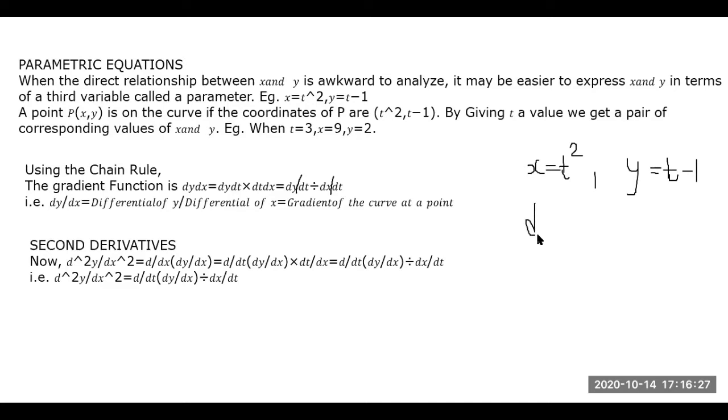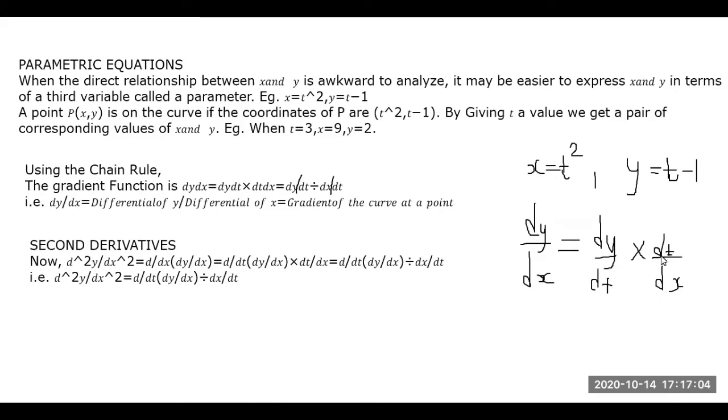Now, how are we going to find dy by dx? That's ultimately what we want, the first derivative. To find dy by dx, we just have to remember the chain rule, which tells us that dy by dx is dy by something times something by dx. Since both are written in terms of t, dy by dt times dt by dx is equal to dy by dx.